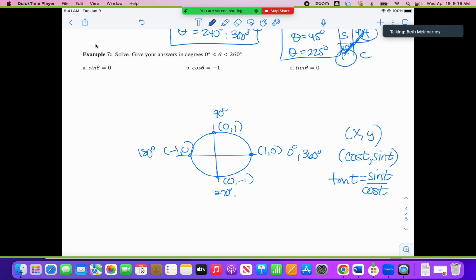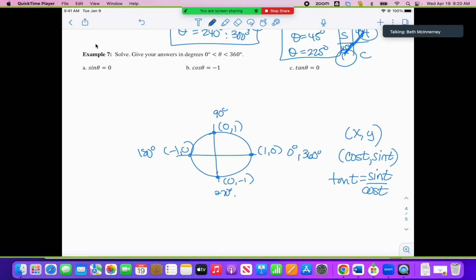All right, so if I want to find sine theta equals 0, and this is between 0 and 360, where on here, so sine t, that's an angle, is the y-coordinate. So where do you see that the y-coordinate is 0? X-axis. On the x-axis, but what are my angle names? 0, 180, and 360.